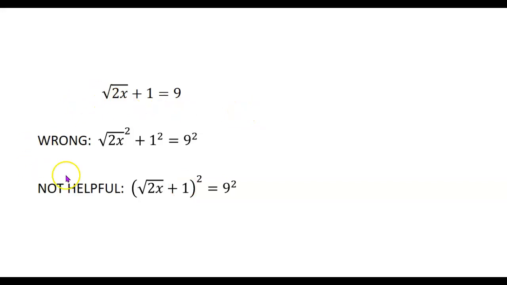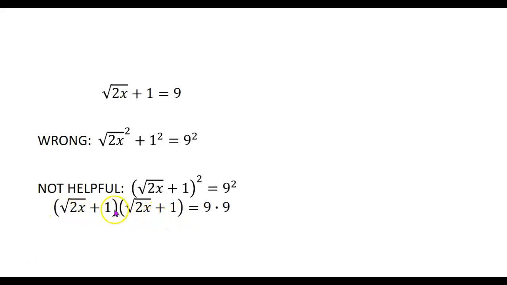It would be legal to take the whole thing, square root of 2x plus 1, and square that whole thing so that we square both sides that way. That would be legal, but it would not be helpful, because when you take this whole thing and square it, that means you're taking that whole thing times itself. The square root of 2x plus 1 times the square root of 2x plus 1.